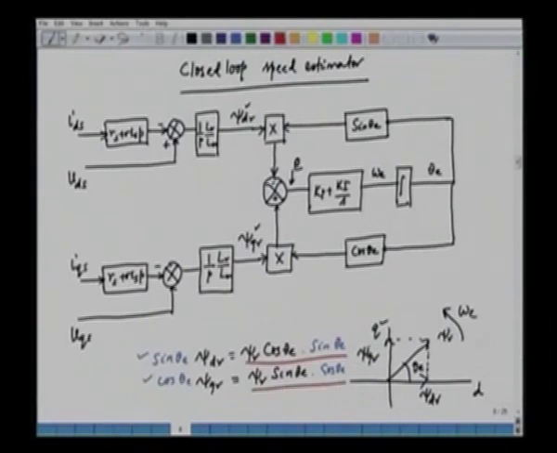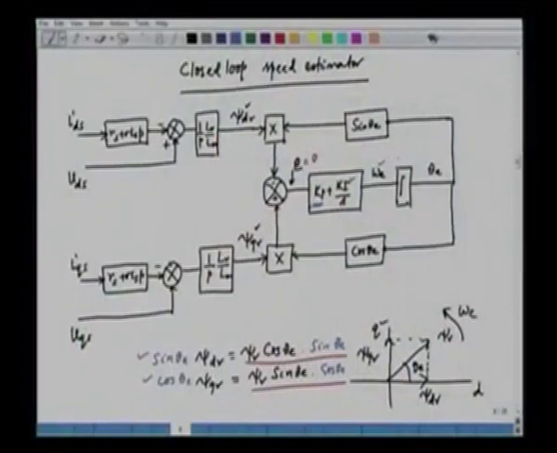So in the steady state, you can see that if the estimate theta E is correct, this is going to give me an error equal to 0. And we have a PI controller following the error, with a proportional gain Kp and an integral gain Ki by S. The integrator will be sufficient to give me a steady state value. Even if the input is equal to 0, the output will not be equal to 0, because we have an integrator in this case. So this output is omega E, and we can integrate this omega E to obtain theta E, and theta E is fed back as sin theta E and cos theta E for this comparator.